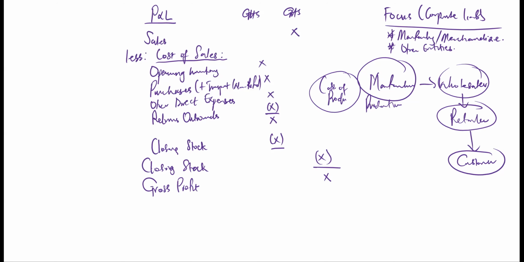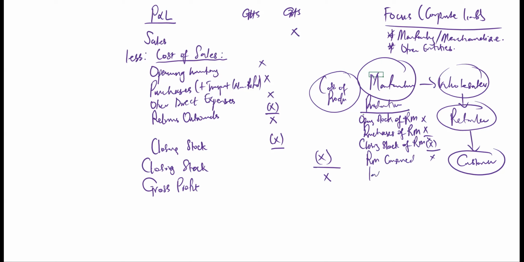So his cost of sales will have what? The manufacturer will have opening stock of what? Raw materials, not so? Then there will be some purchases of raw materials that he had, right? Then there will be closing stock of raw materials that he has left, right? So this and this gives us the one available for production. You take out what was left. That gives you the raw material consumed during the period. Then there will be labor cost, okay?